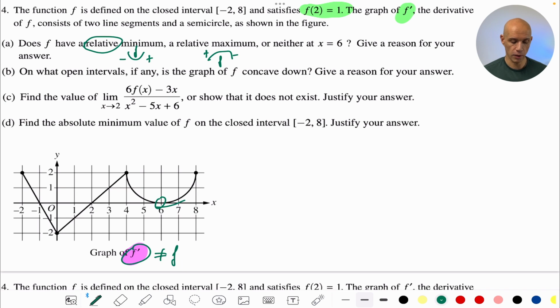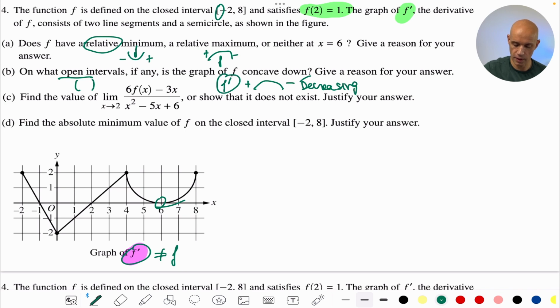Now, B, on what open intervals, if any, is the graph concave down? Open intervals, so let's not use the square bracket, we are going to use the open bracket. Concave down is something like a maximum. So remember, the derivative is going to be positive here and then negative. So it's decreasing. That's the key point, decreasing. The derivative, okay, not the function.